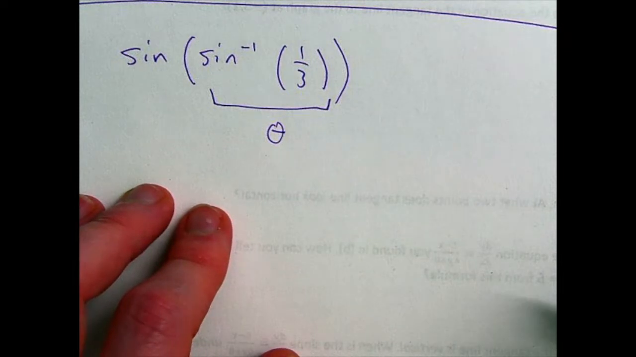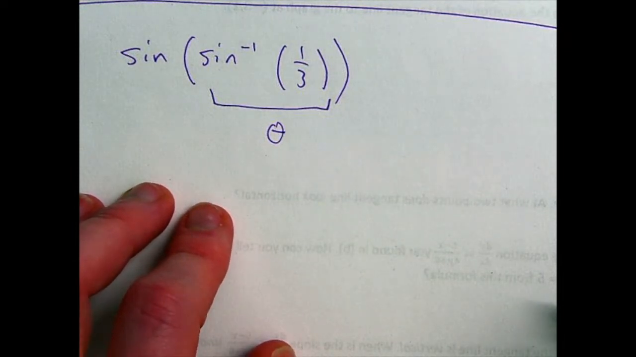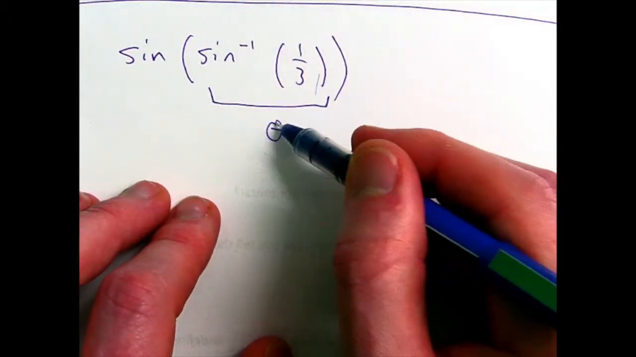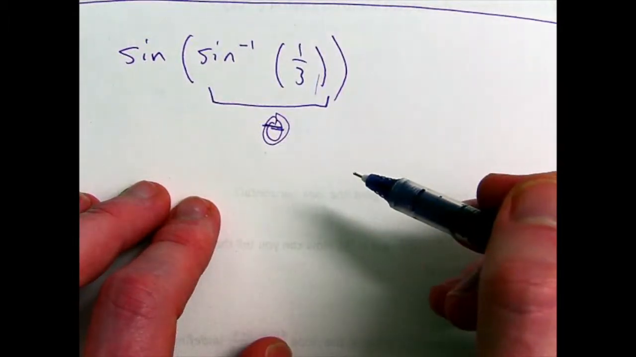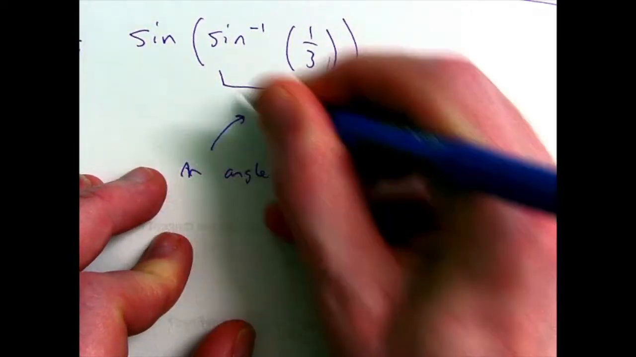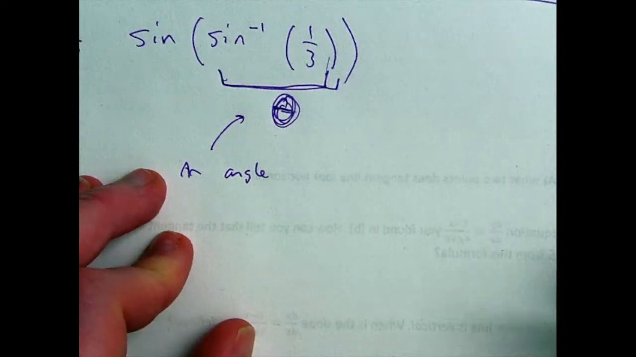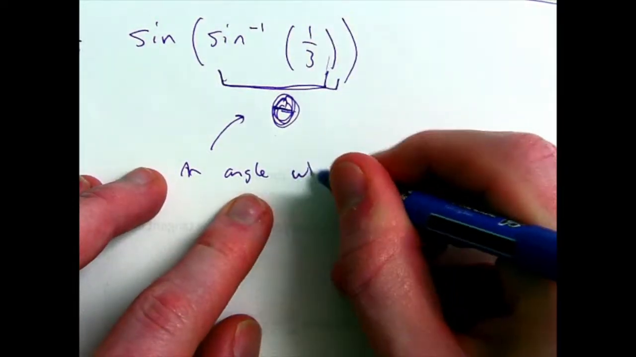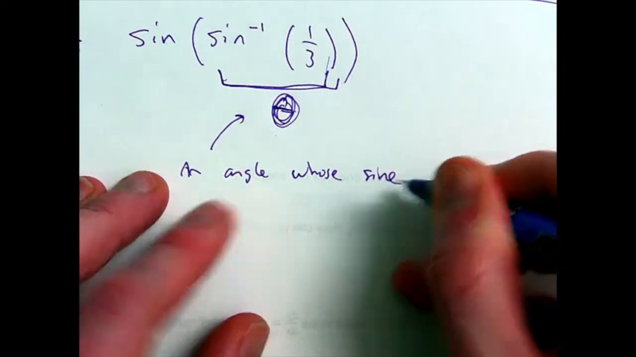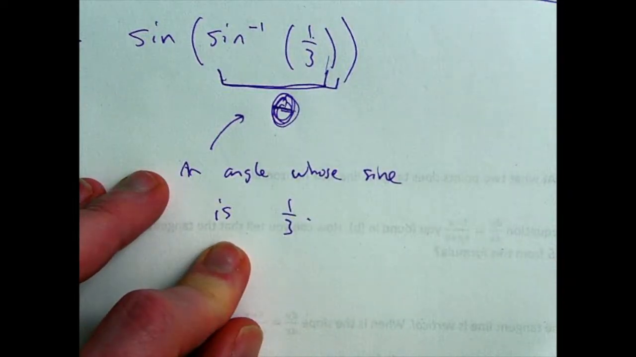And then you could draw a triangle. If you think about it, there's no need to draw a triangle. This expression on the inside is some angle theta. And what do we know about this angle theta? This object right here is an angle whose sine is 1/3, right? We certainly know that.